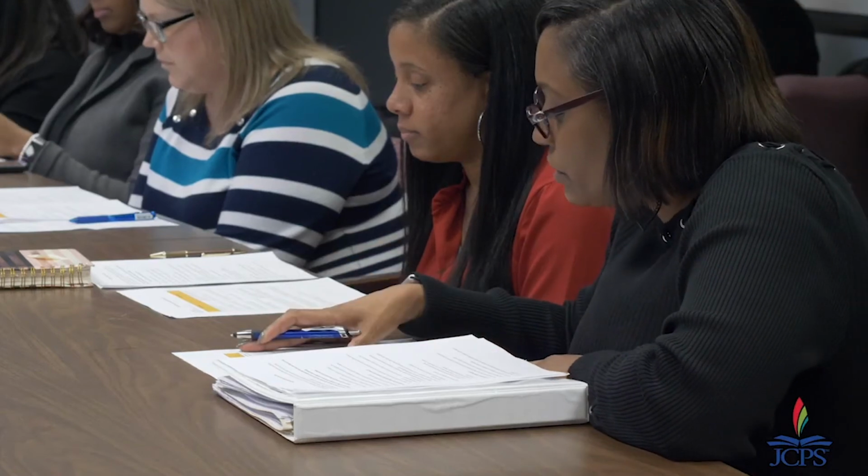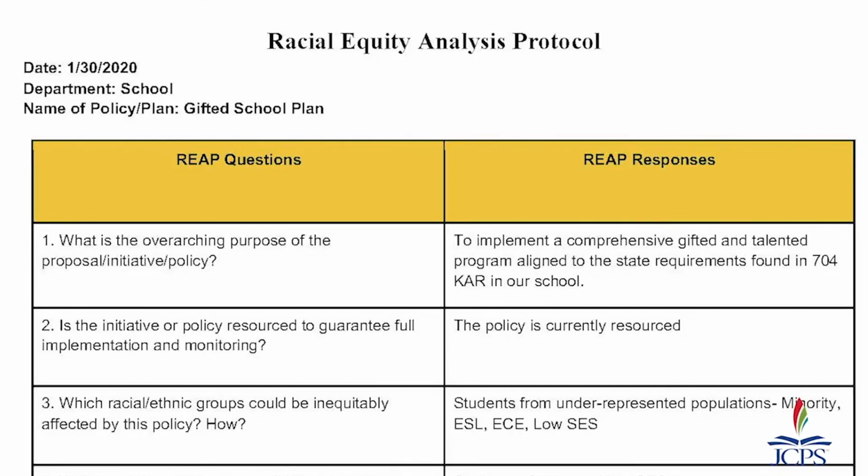So if we look at the REAP and we start with number 1, what is the overarching purpose of this initiative or policy? They are directed by state law that they are supposed to have a plan. So that is the purpose. And then it says, is the initiative or policy resourced to guarantee full implementation? The policy is currently resourced by the staff at the school. Number 3, what racial ethnic groups could be inequitably affected by this policy and how? We know that students from underrepresented populations, minority students, ESL, ECE, and low SES students could be affected, but they don't have listed how.